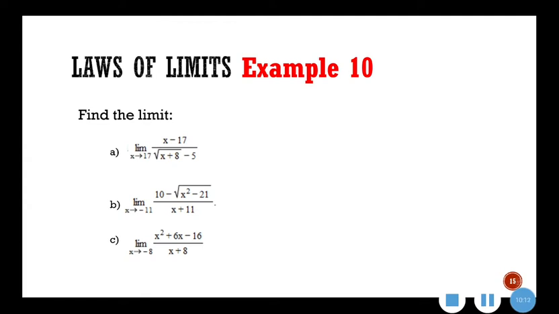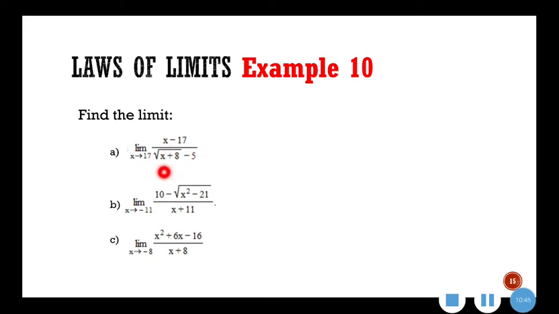Okay, now we come to example 10. Alright, so have a look at example 10a here. Limit as x approaches 17 of x minus 17 over the square root of x plus 8, minus 5. Okay, so as I said to you before, this is a rational function, not fractional. Rational function.